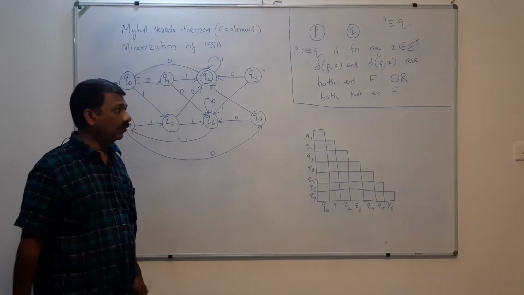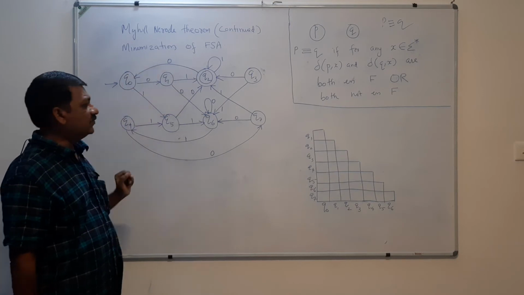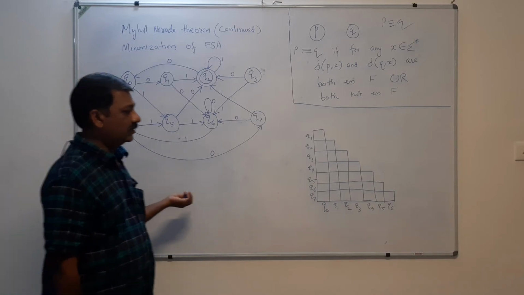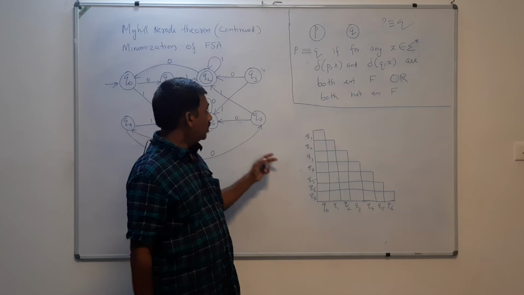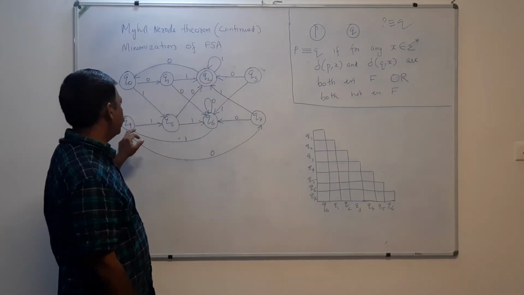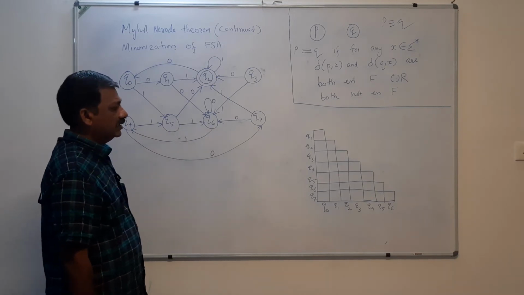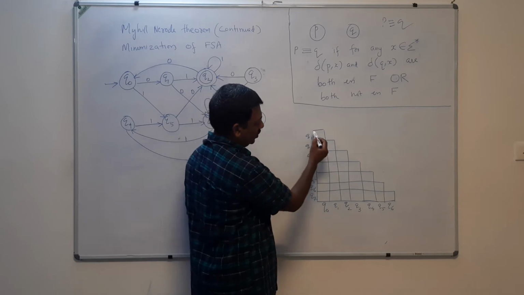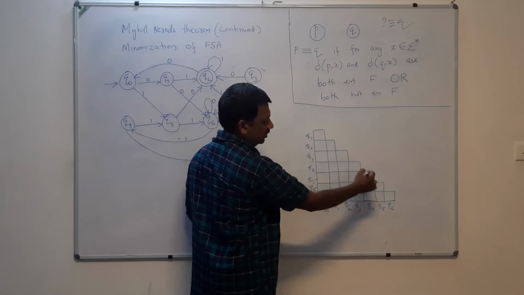Now, this is a problem, and this is the finite automaton which we are going to minimize. For that, I have created a table like this. How many states are there? Q0, Q1, Q2, Q3, Q4, Q5, Q6, Q7. So 8 states are there. Then you have to draw a table like this, with 7 rows and 7 columns.